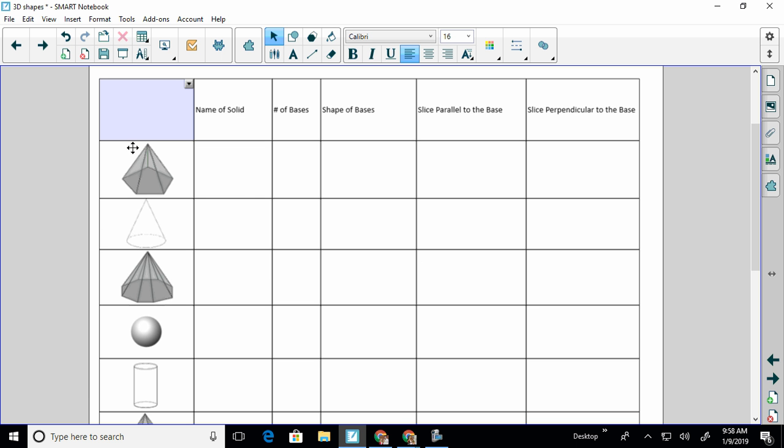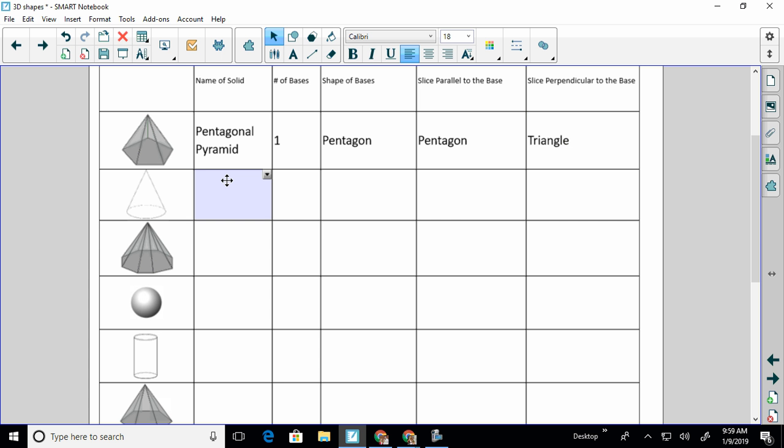All right, let's look at this first one here. Because all the sides go up into this apex here, this point, that is definitely a pyramid. And then I have to look at the shape of the base to name it. So this base has 1, 2, 3, 4, 5 sides. That's a pentagon. So it's a pentagonal pyramid with one base, and the shape is a pentagon. If I were going to slice that parallel to the base, I'm going to make a pentagon. If I slice it perpendicular, going straight through, it's going to give me a triangle.